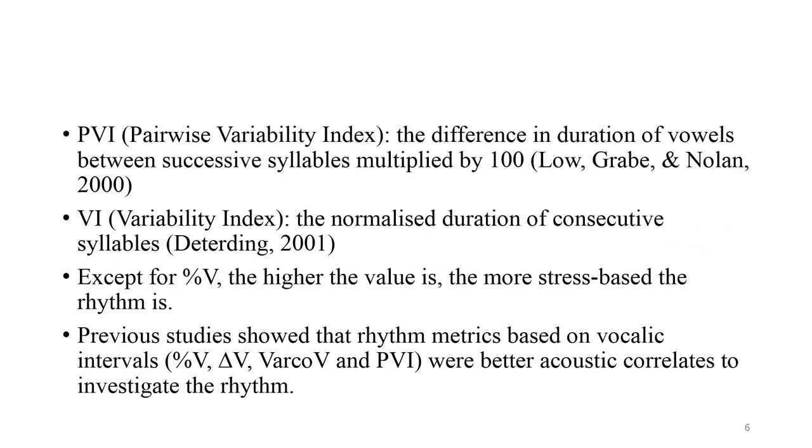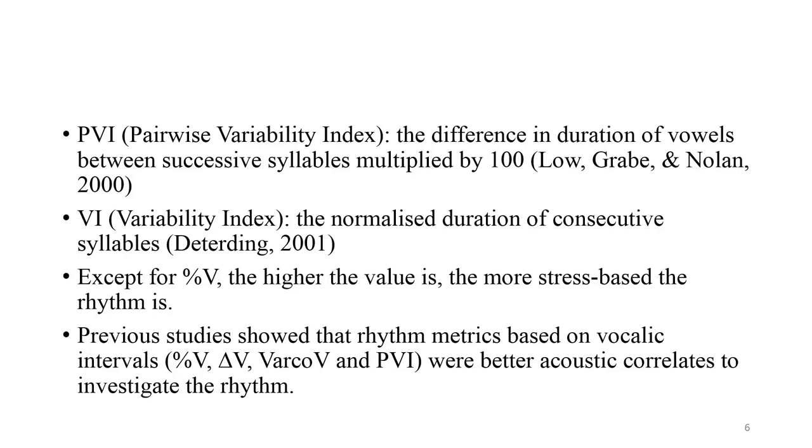Pairwise variability index, which is PVI, is the difference in duration of vowels between successive syllables multiplied by 100. Variability index is the normalized duration of consecutive syllables. Except for %V, the higher the value is, the more stress-based the rhythm is.